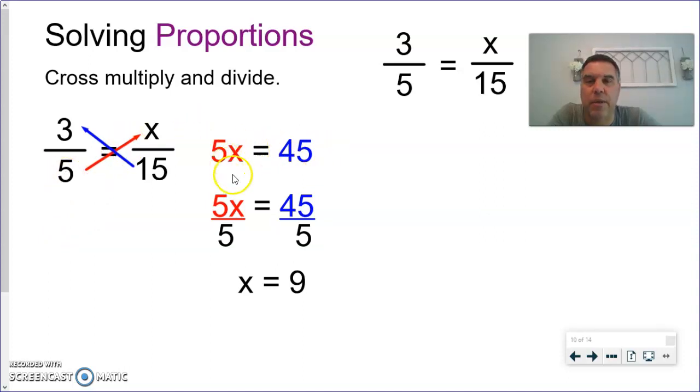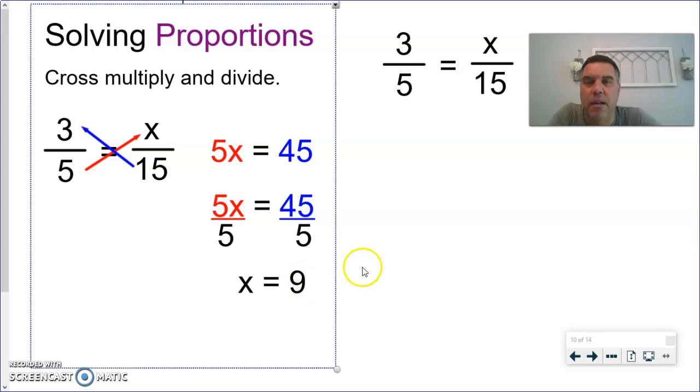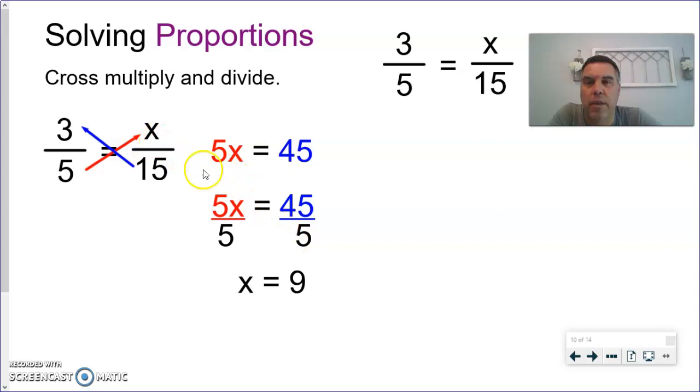And then we just solve this equation. So we divide both sides by 5. So x equals 9. And if we substituted the 9 in where the x was, you would get a ratio, or I'm sorry, a proportion that makes those two ratios equal.